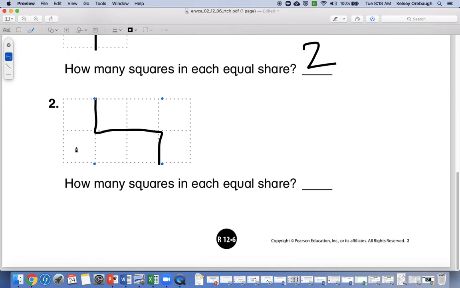I see that I have split my rectangle into 2 parts, 2 shares. Let's see how many squares are in each of these shares, and we'll determine if they're equal. In my first share, I have 1, 2, 3, 4 squares. Okay, let's look over on this side of the line. In this share, I have 1, 2, 3, 4 squares. Did I make 2 equal shares? Yes, I did. I split my rectangle into 2 equal shares. They're equal because they are the same size. They both have 4 squares in each of them.